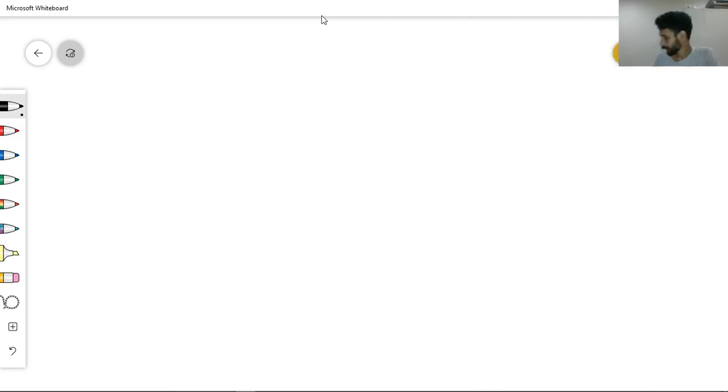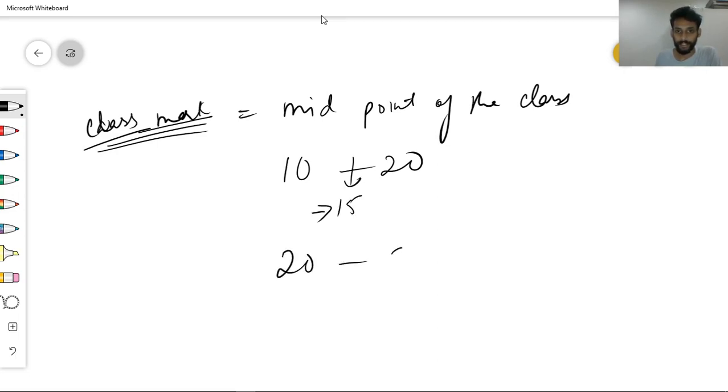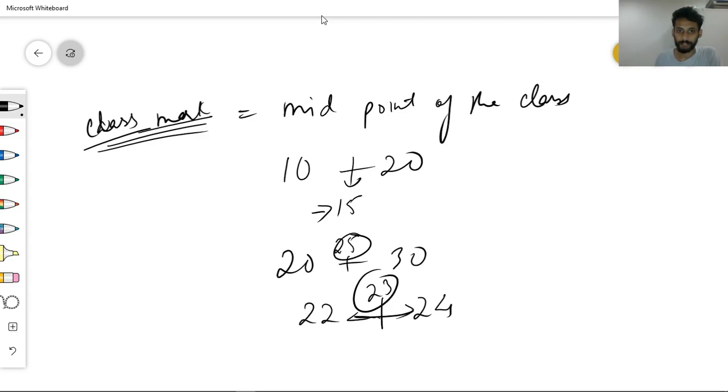Okay, now class mark. What do you mean by class mark? Class mark is the midpoint of the class. So if there is a class 10 to 20, the midpoint of it will be the class mark, that is 15. If there is 20 to 30, the midpoint will be 25. If there is 22 to 24, the midpoint is 23. So these are the class marks.